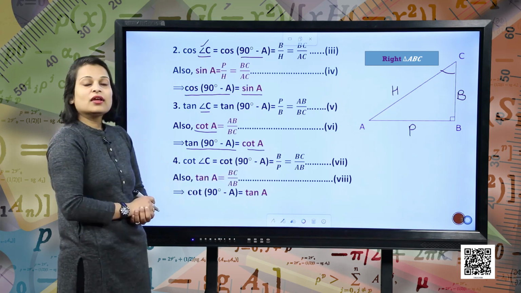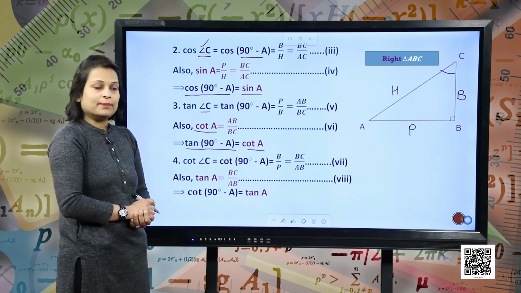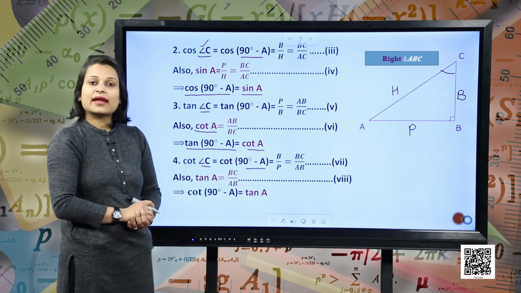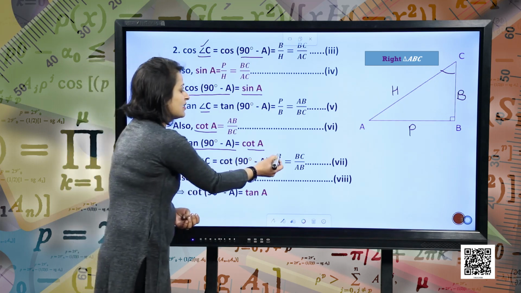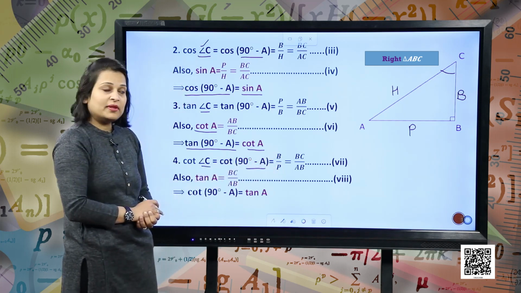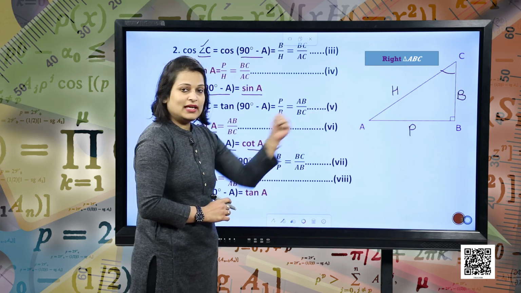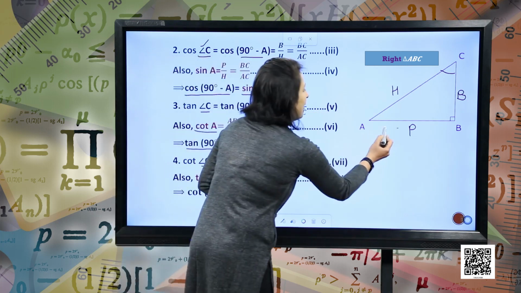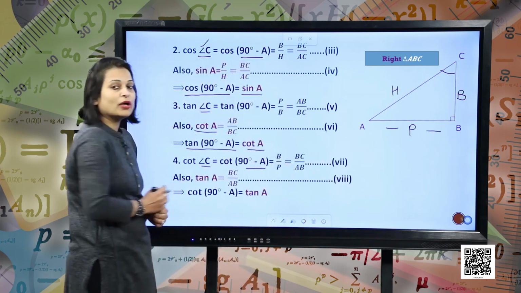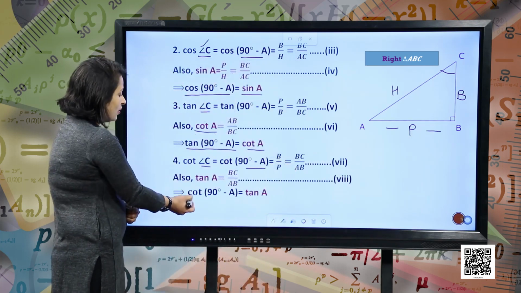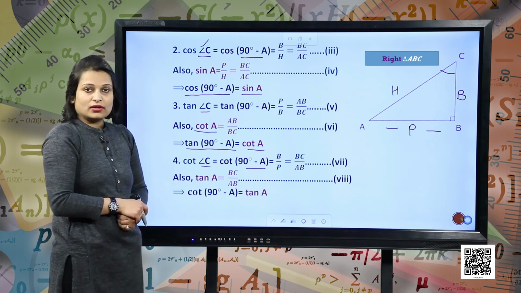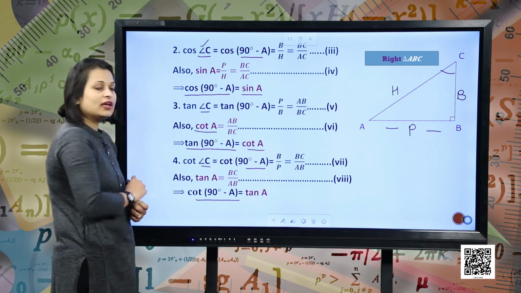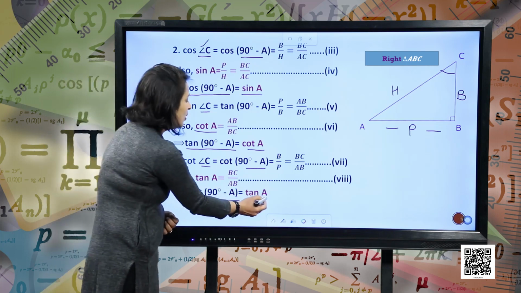Now, what will be the cot of angle C? Again, 90 degrees minus A. So cot of 90 degrees minus A will give you base upon perpendicular. What will be the base? Base will be BC. And what will be the perpendicular? AB will be the perpendicular. So BC upon AB. Also, tan A is what? BC upon AB. So we can write cot of 90 degrees minus A is equal to tan A.